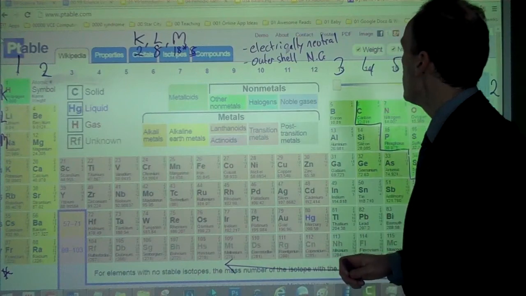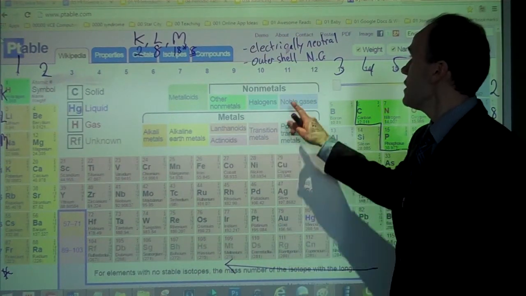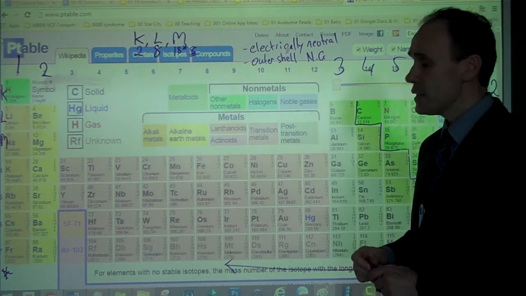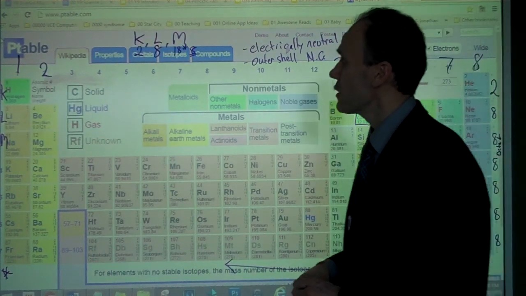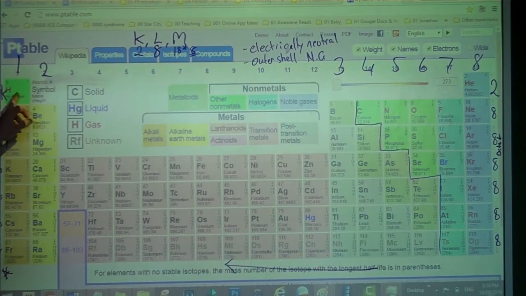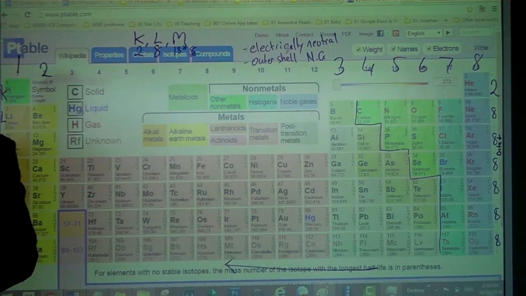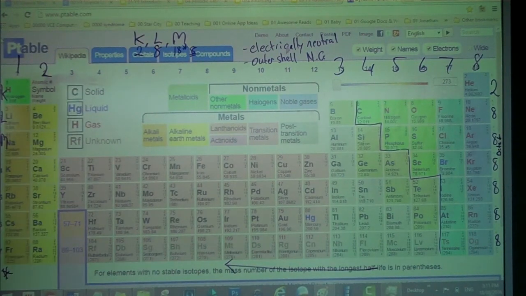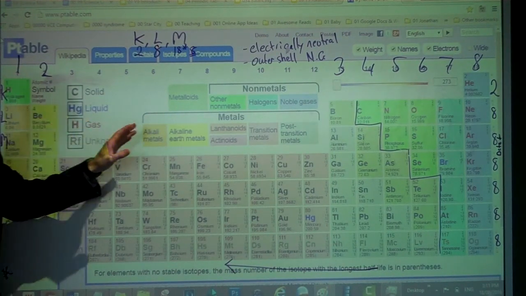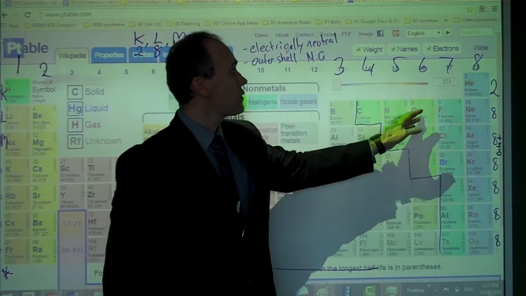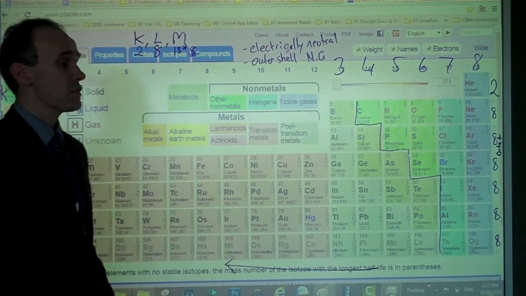Now, we just talked about electrical neutrality and having an outer shell like a noble gas. And how can atoms achieve this? The group 1 atoms all share what in common? If you're in group 1, what do you have in common? You only have one electron in the outer shell. The group 2 elements all share what in common? Two electrons in the outer shell, 3 electrons in the outer shell, 4, 5, 6, 7, and of course 8 electrons in the outer shell.